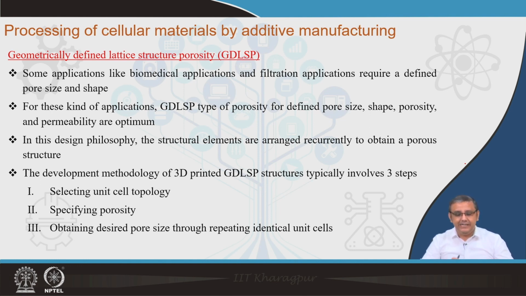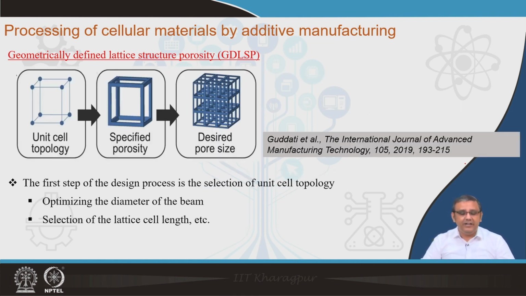And these kinds of GDLSP pores are very optimum for many applications where we require a very well defined pore structure, such as biomedical applications or applications as filter or catalyst. Now, the development of the 3D printed GDLSP structure basically has three different steps, as we will show in the next slide. So, as you can see over here, the first stage in this GDLSP process is actually the definition of the unit cell topology.